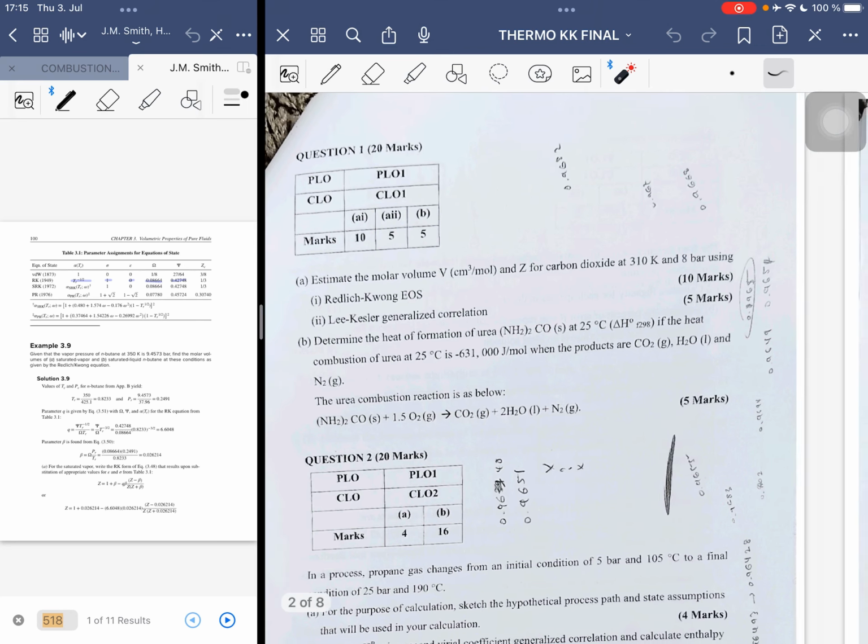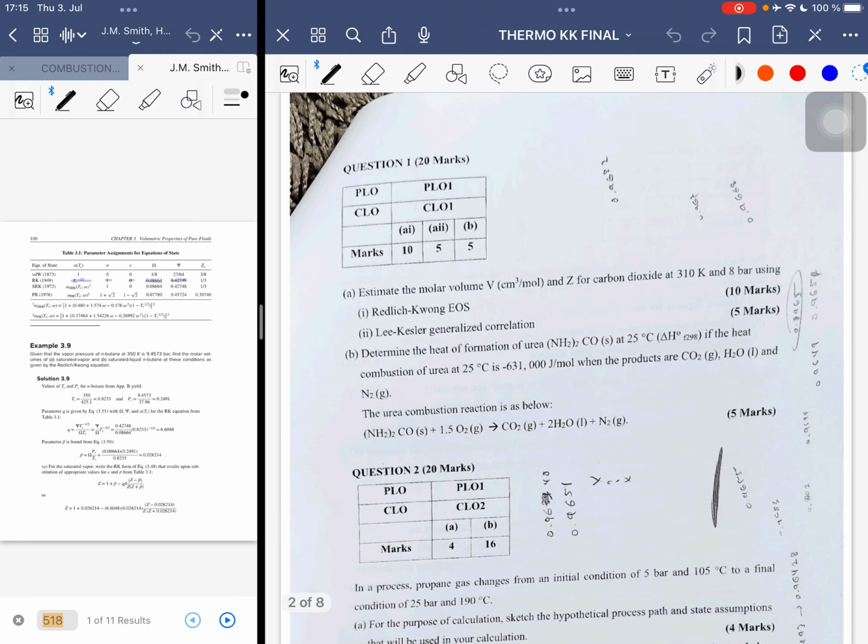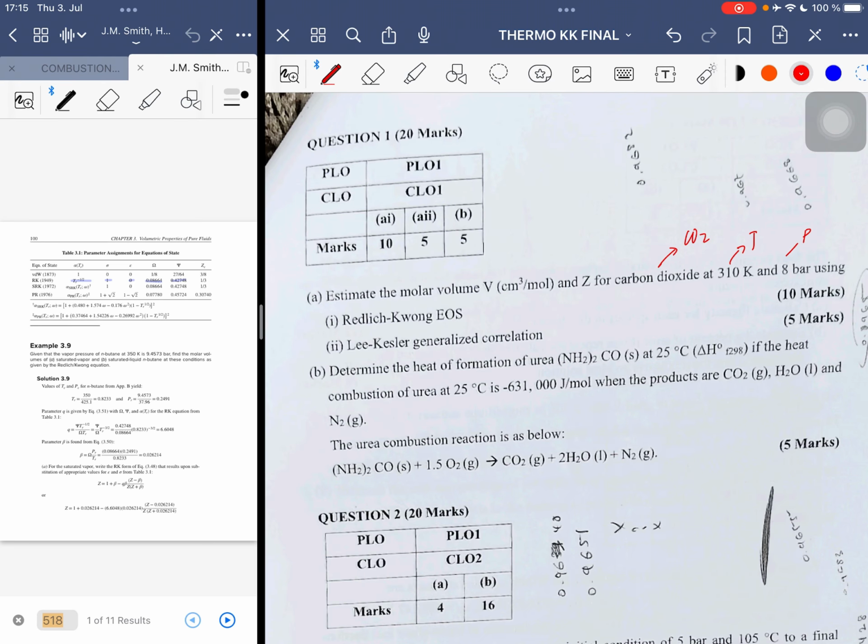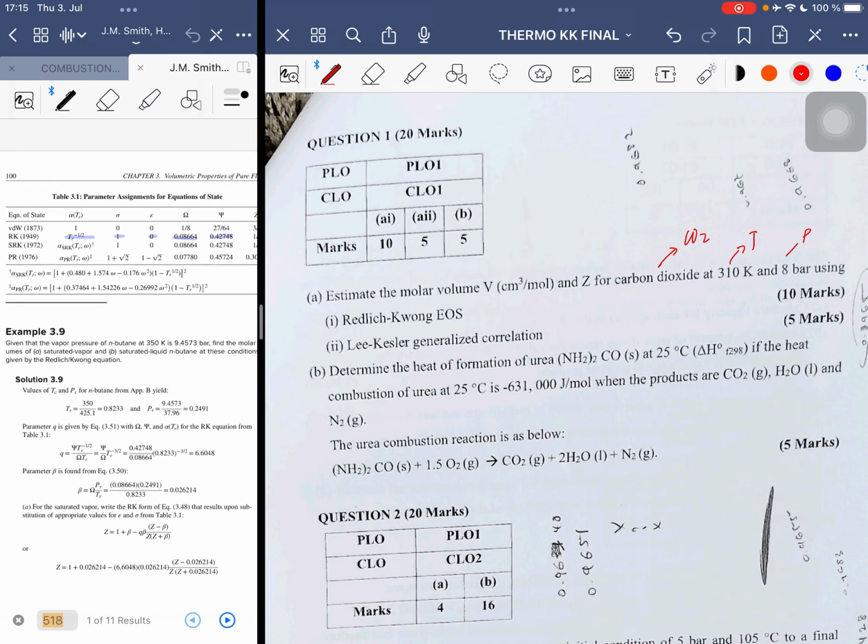The first question says they want to estimate the molar volume and Z for carbon dioxide at T equals 310 K and P equals 8 bar. As usual, what I will do, like before from the first video from test 1, is see what kind of equation they want. First they want the Redlich-Kwong EOS.